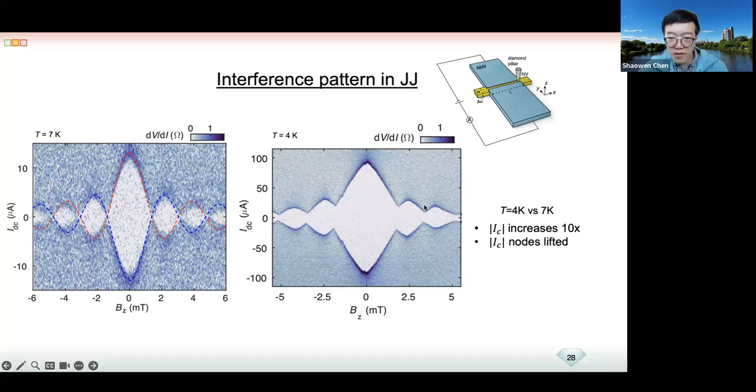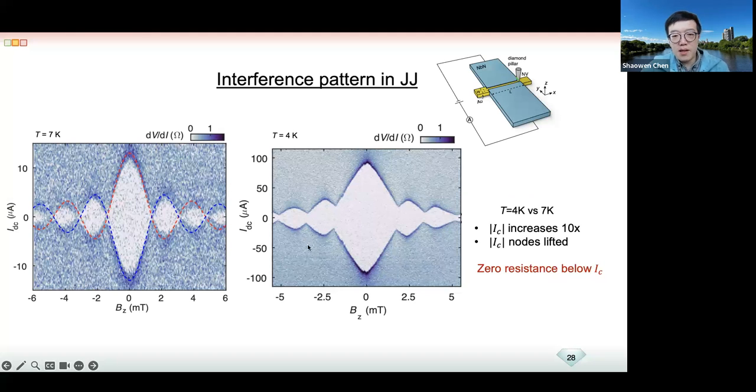And from the Fraunhofer map, what is different is that indeed you can see the nodes of the critical current have been lifted. And everything below the critical current is zero resistance. So it's kind of a mystery what is actually going on, what is causing the node to lift.